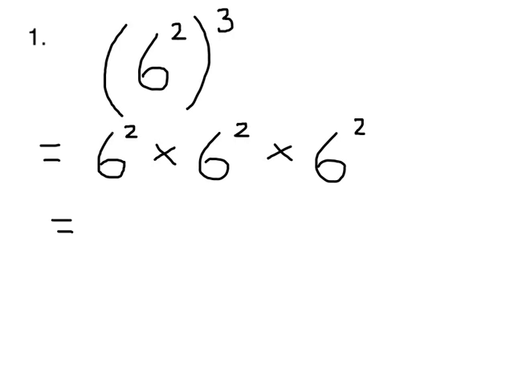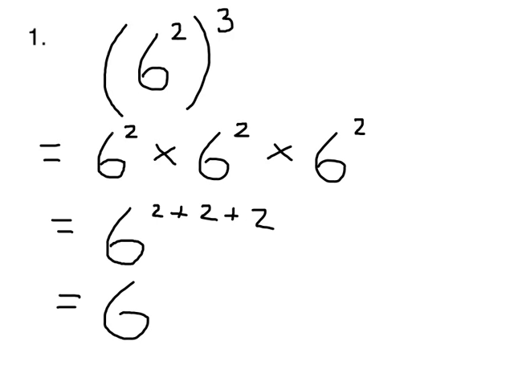So we've got a multiplication where 6 is our base, so we can leave the 6 there. And all we're doing is actually adding the powers. So we've got 2 plus 2 plus 2. And therefore, overall, we've got 6 to the power of 6.